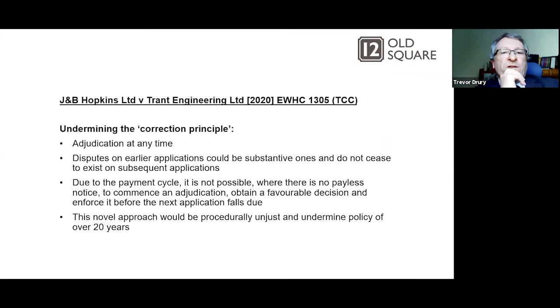So undermining the correction principle. We have adjudication at any time. Disputes on earlier applications could be substantive ones and do not cease to exist on subsequent applications. Due to the payment cycle, it is not possible, where there is no payless notice, to commence an adjudication, obtain a favourable decision, and enforce it before the next application falls due. It's just ridiculous, isn't it? This novel approach would be procedurally unjust and undermine policy of over 20 years.